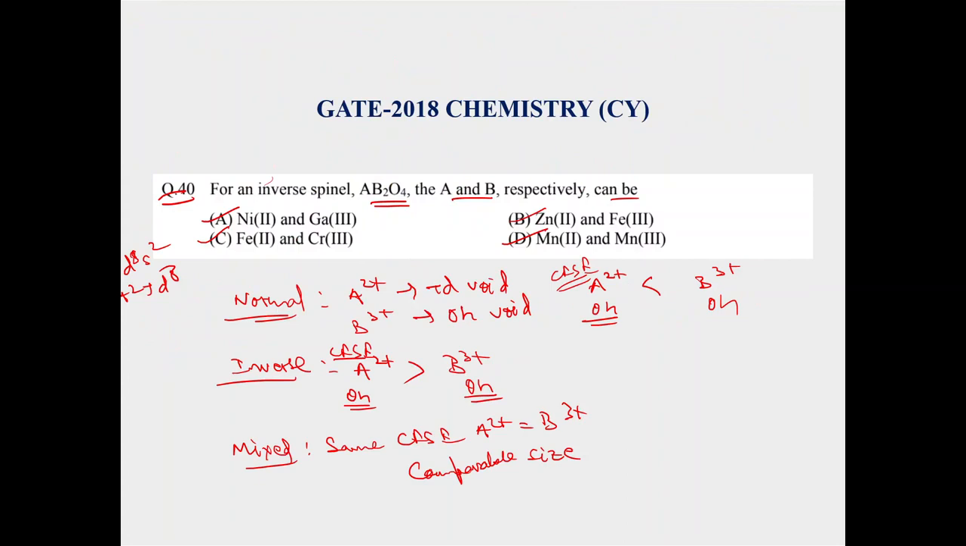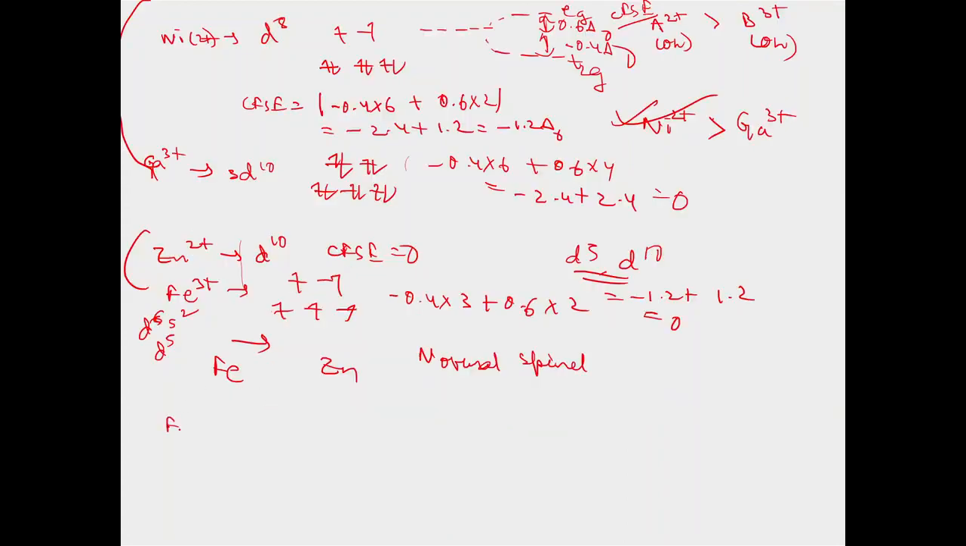Then the third option is Fe2+ and Cr3+. So Fe2+ is a d6 system, and chromium 3+. So Fe2+ means d6: 1, 2, 3, 4, 5, 6, that is minus 0.4 into 4 plus 0.6 into 2, which is equal to minus 1.6 plus 1.2, or minus 0.4 delta O.